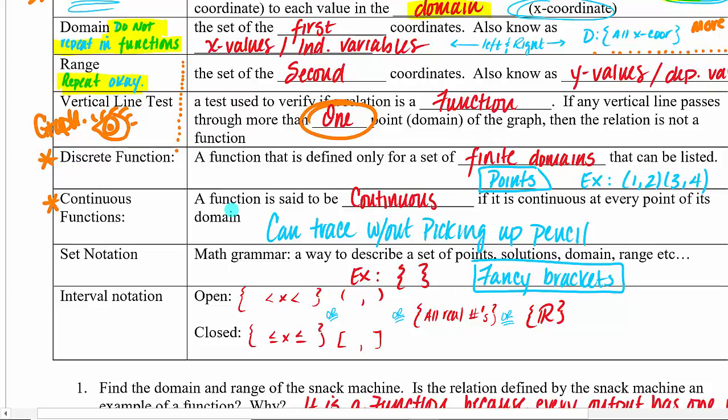A discrete function, then, is one that has a finite number of domains. What does that mean? That means that there are ones that you can count. There's not an infinite amount, okay? You can count these particular domains. So an example would be a set of points.